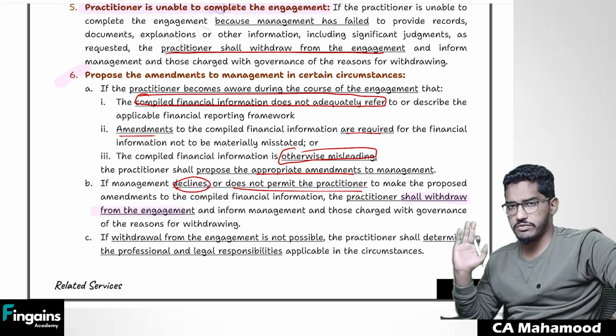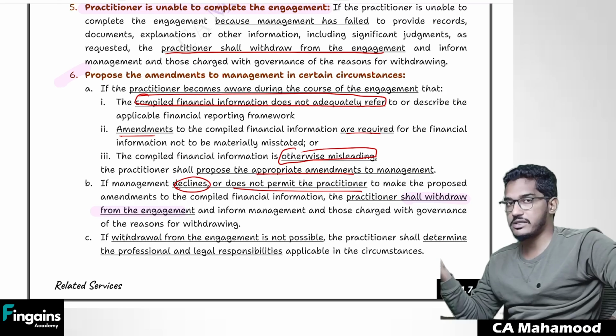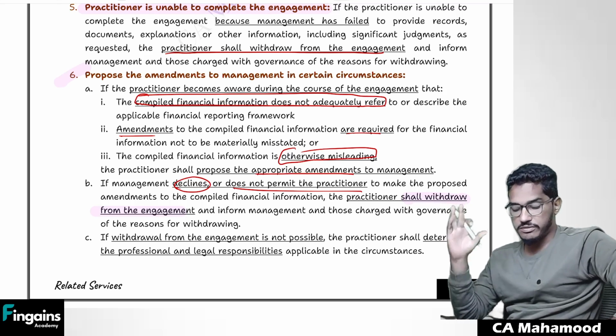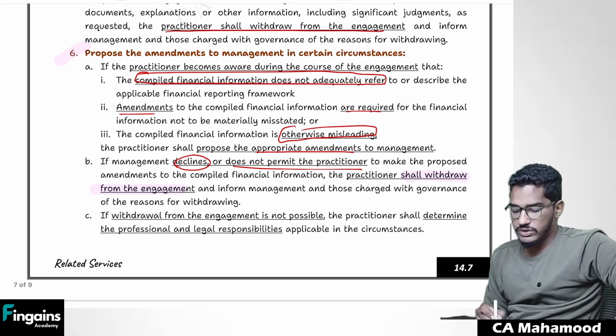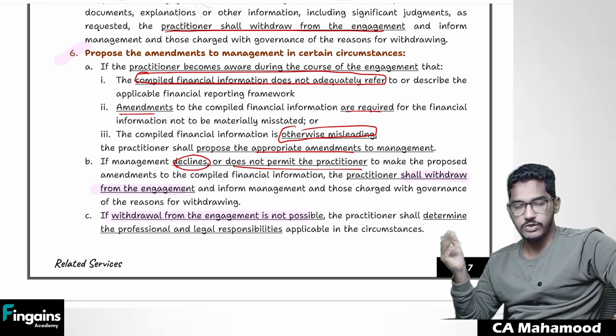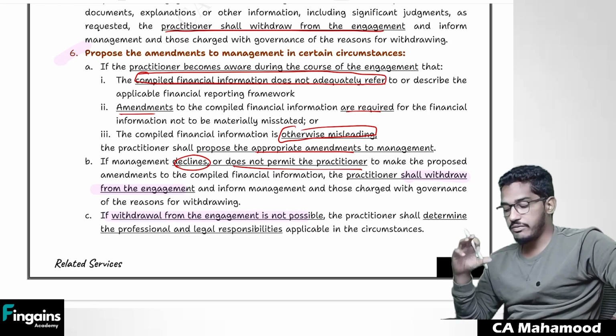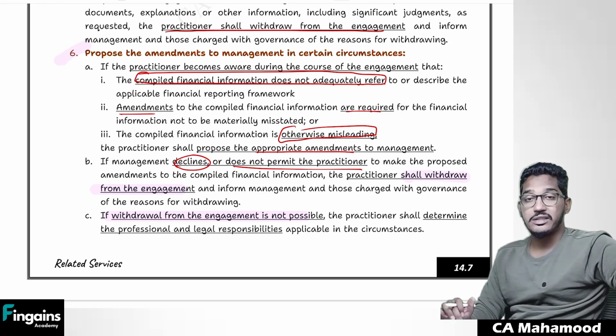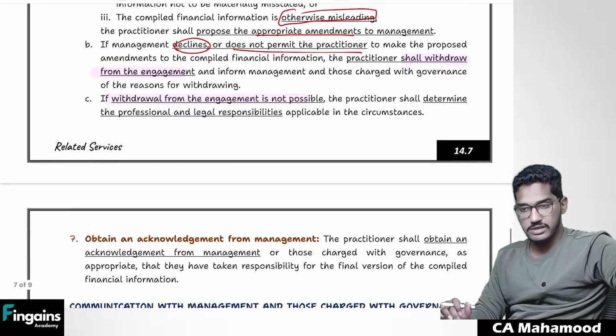Withdraw from the engagement. If your purpose is not at all getting served there, you are giving advice, you are assisting the management, but they are not ready to take the advice, then what is the purpose of you being there? So withdraw from the engagement. In some cases, withdrawal from the engagement will not be possible, whatever may be the reason, might be because of some laws and regulations. In case if a withdrawal is not possible, then the auditor shall determine what are your professional and legal responsibilities in that circumstances.